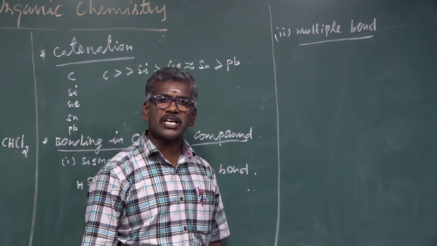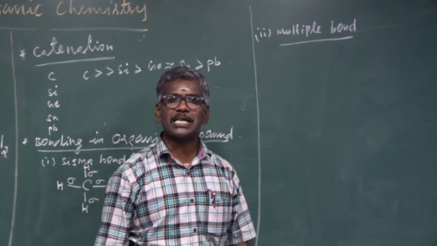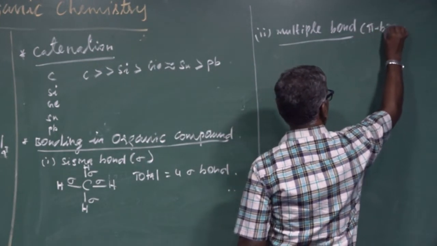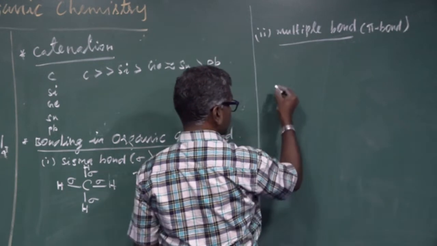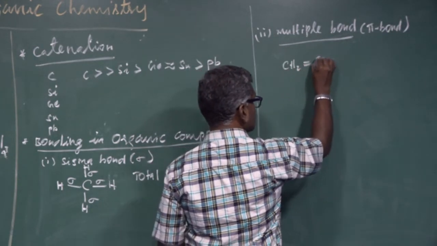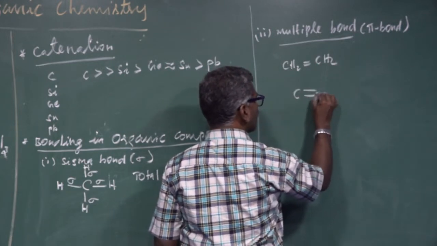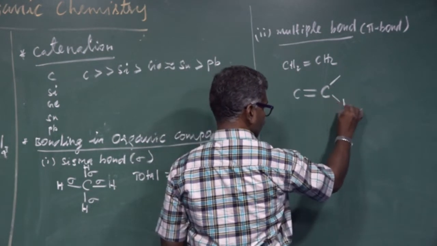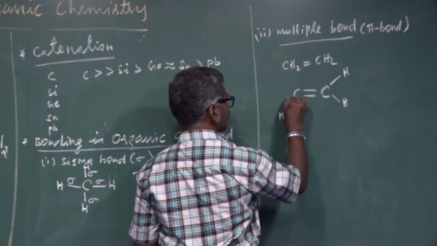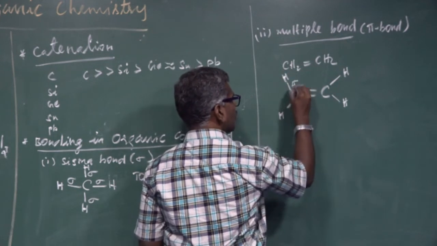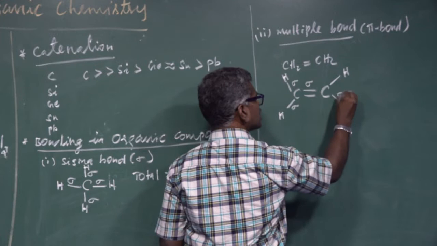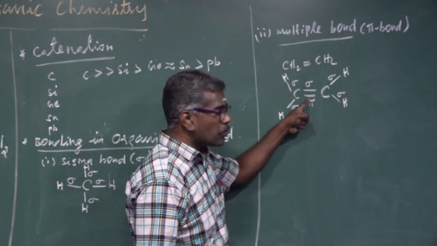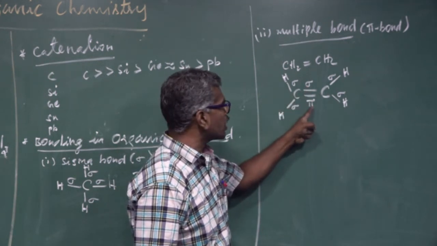Any other bond with a sigma bond is known as a multiple bond or pi bond. For example, CH2=CH2, a carbon-carbon double bond. This is one example of an alkene. It has sigma bonds and one pi bond. Any other bond with a sigma bond is known as a pi bond.